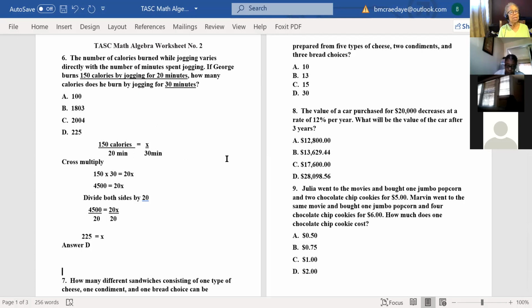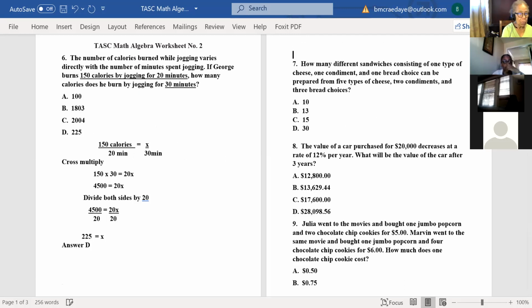Okay, who did number 7? I put D, 30 different sandwich types, but I could be wrong. How did you get it, Maureen? How did you get 30?